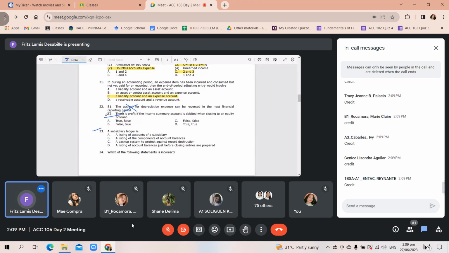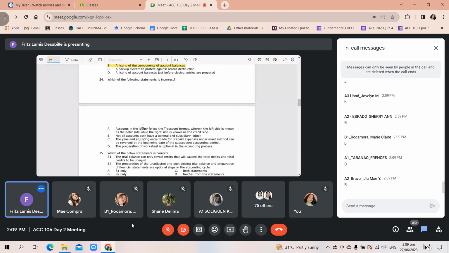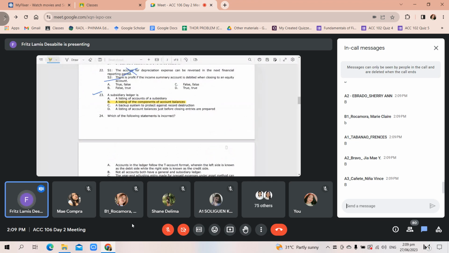Number 23, a subsidiary ledger, SL. What is it? A listing of components of account balances, no? Letter B. No, I'm not gonna explain it anymore. Okay, that was the SL earlier. So 24, let's go. 23, letter B.